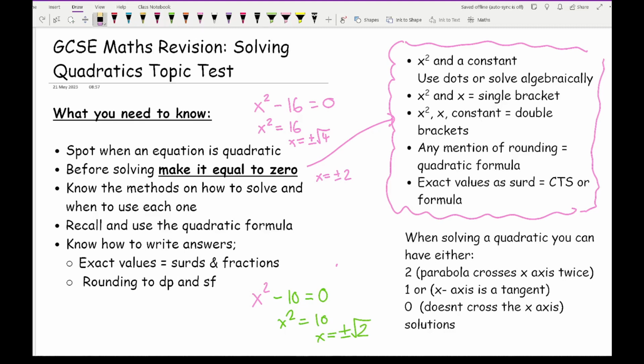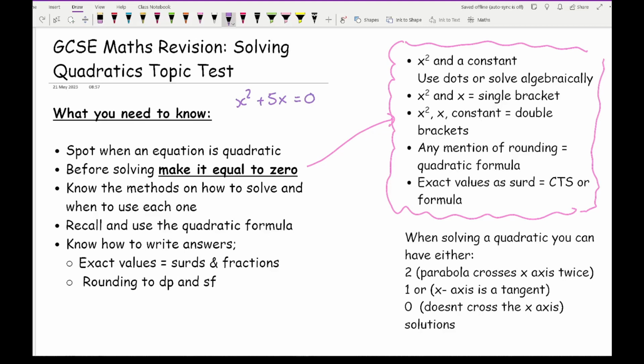If you've got an x squared and an x, then this is going to be a single bracket question. An example would be x squared plus 5x equals 0. There's no constant there apart from the 0, which we don't include, so I would use a single bracket to factorize. Then either x equals 0 or x plus 5 equals 0, in which x equals minus 5. So they're my two solutions. If you have an x squared and something x, then it's going to be a single bracket.